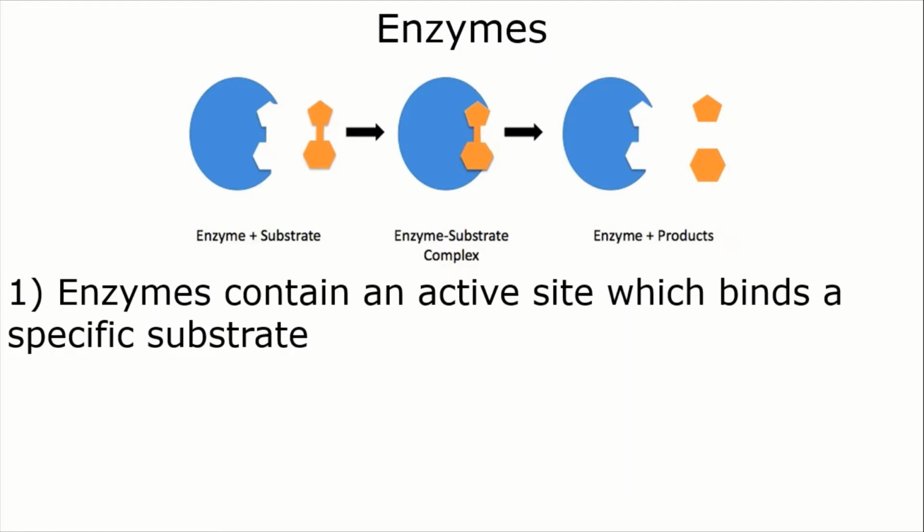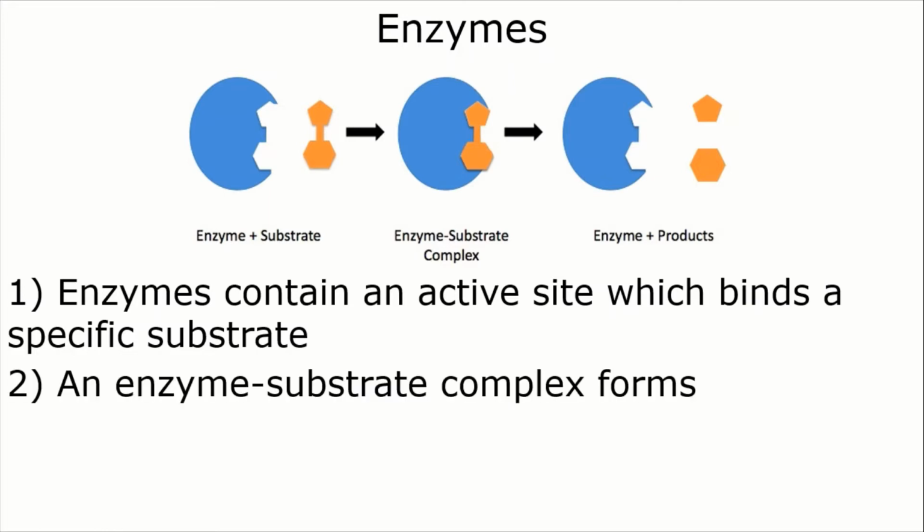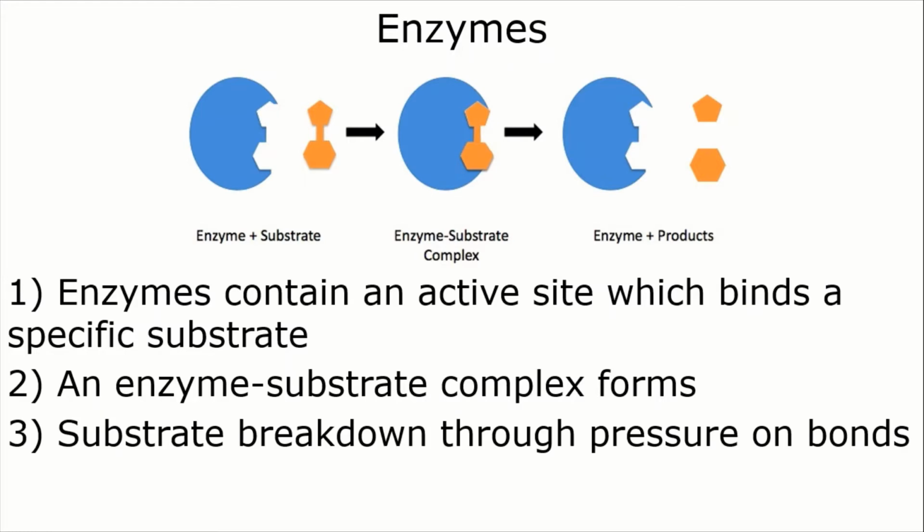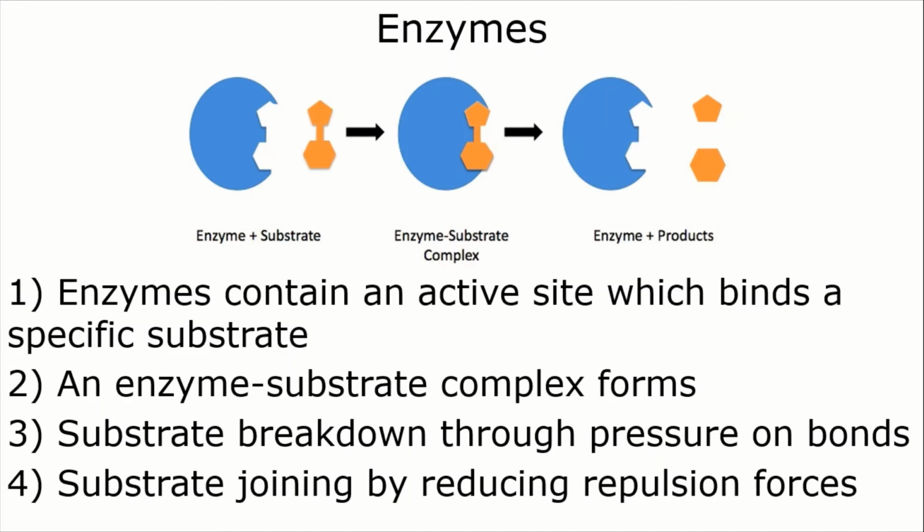Now, in this particular diagram, we can see that we've got one substrate, and that is being broken down into two products. Substrate breakdown will happen through pressure that is being put on the bonds. However, we can have two or more substrates coming in and slotting into the enzyme's active site, and this will form one product, and that is because the active site is able to hold these two substrates in place and reduce the repulsion forces between them, allowing them to bond much more easily and form a product.